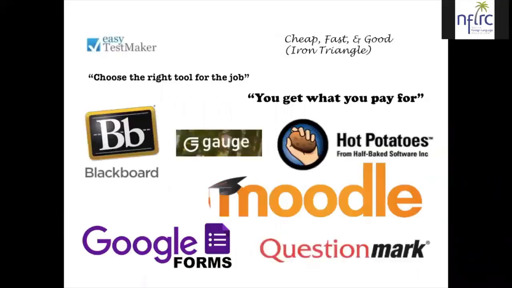When you're thinking about what tool or technology you should use, think about what you're trying to measure, and whether that authoring system fits what you are trying to do, rather than identifying a technology and seeing how you can use it. Choose the right tool for the job. Also, you get what you pay for.